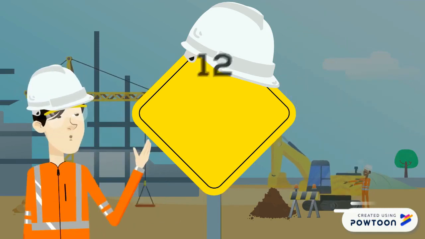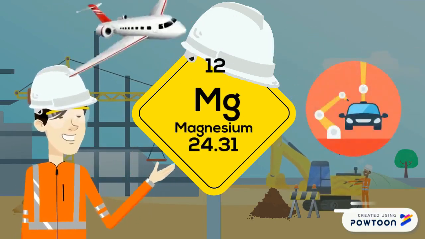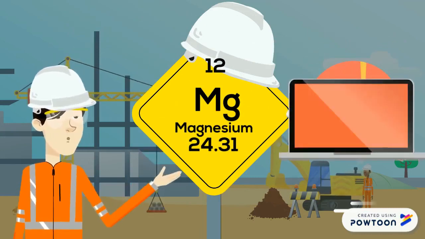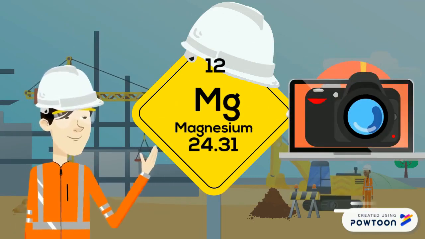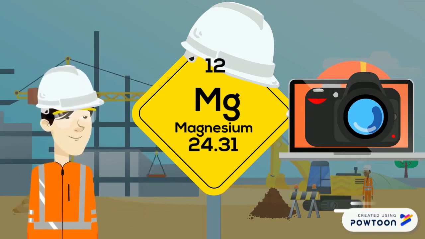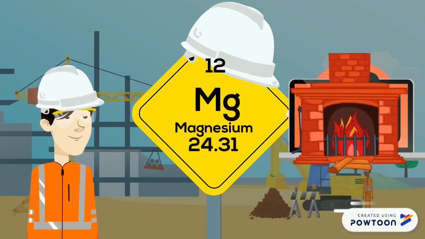It is 1/3 less dense than aluminum. It is useful in aeroplane and car construction, laptops, cameras, and power tools. Also, it ignites easily in air, so it is used in flares and fireworks. In household use, magnesium oxide is used to make heat-resistant bricks for fireplaces.